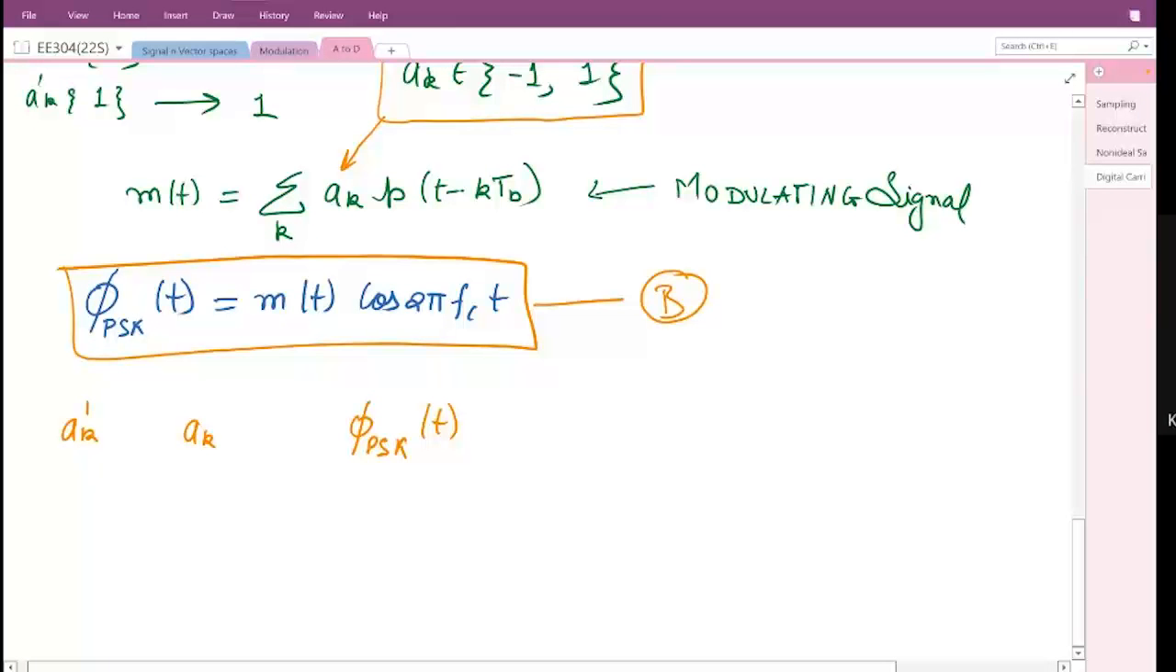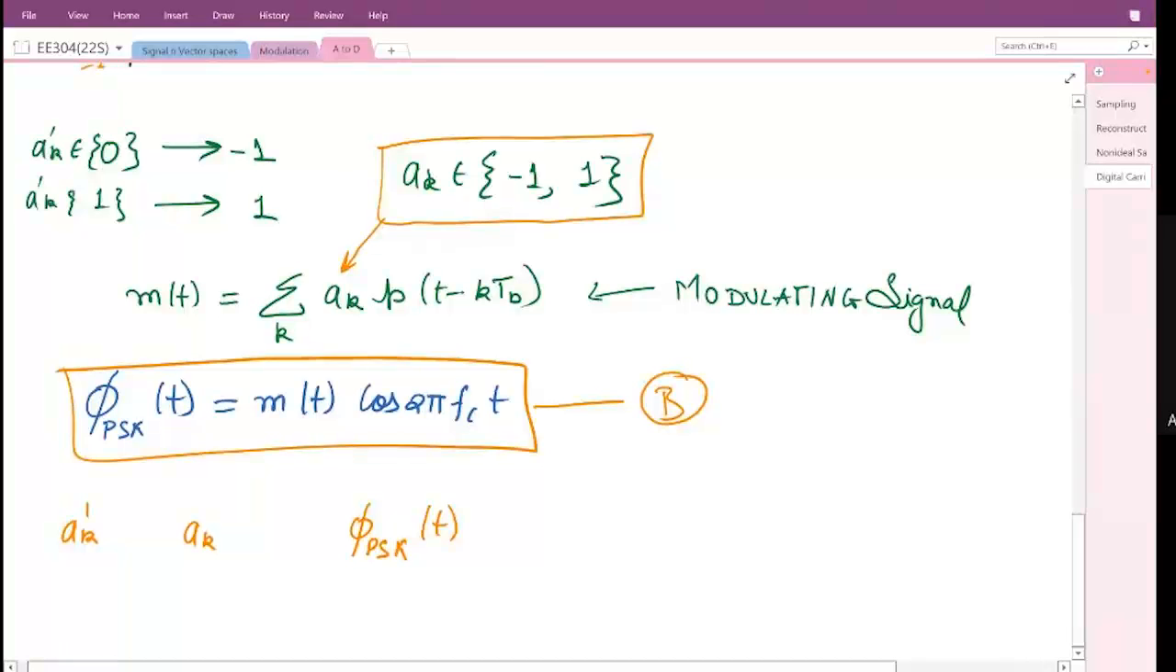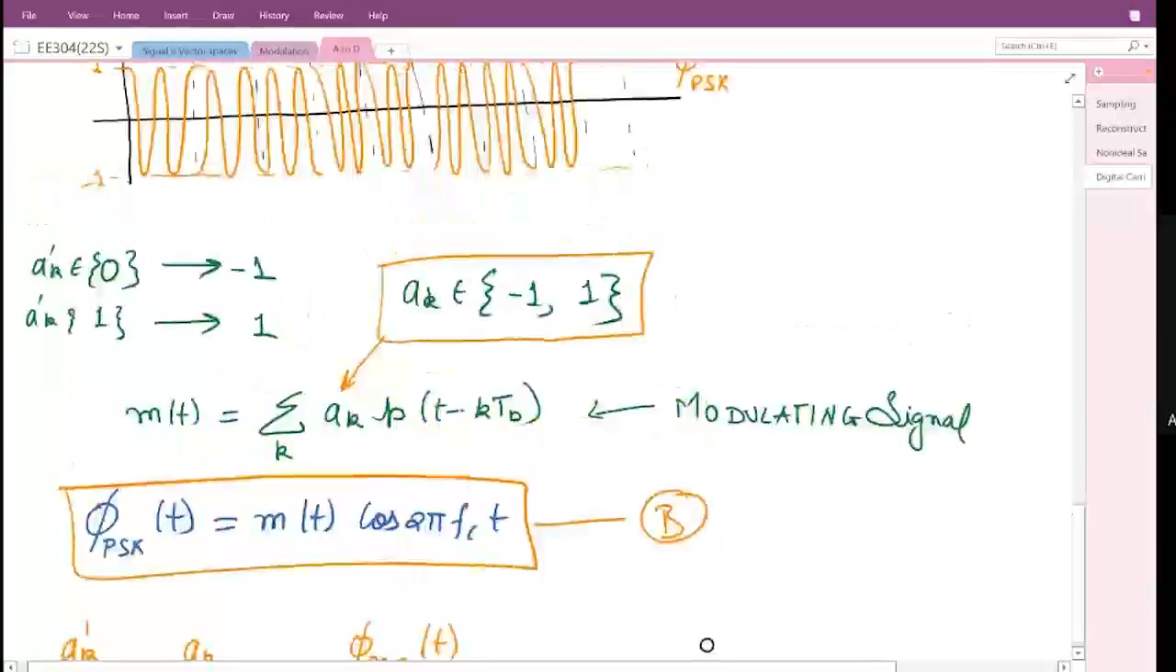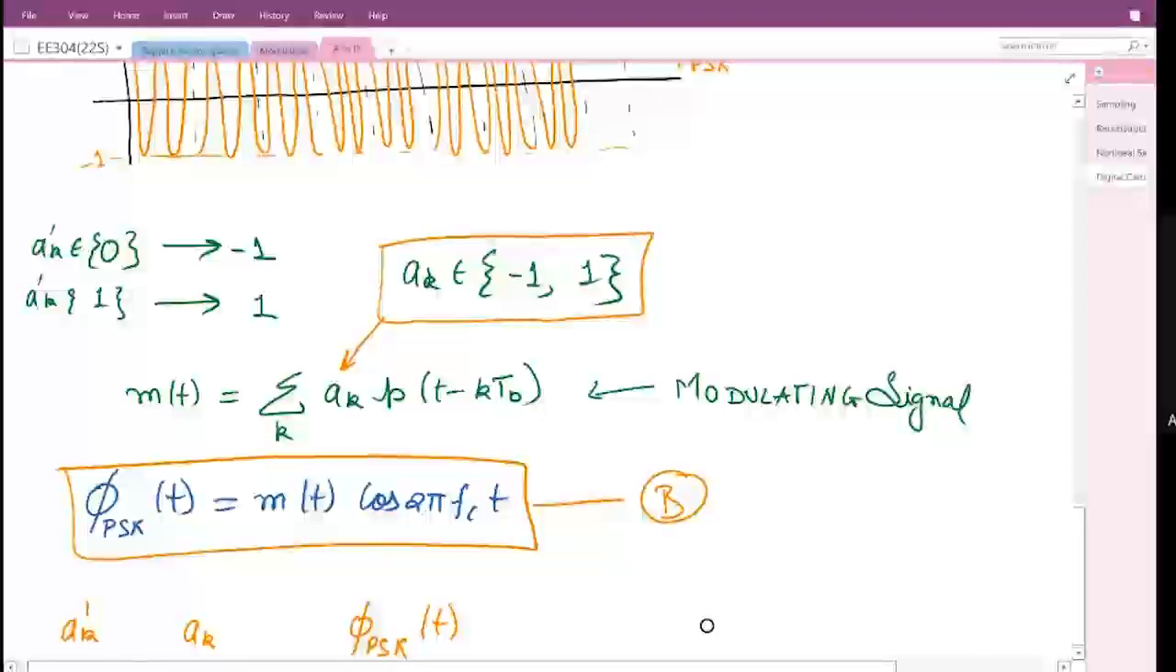So the MT is equal to the modulating signal. Modulating signal, you mean to say. Yes, sir. Okay. So now, if you see, let us see.